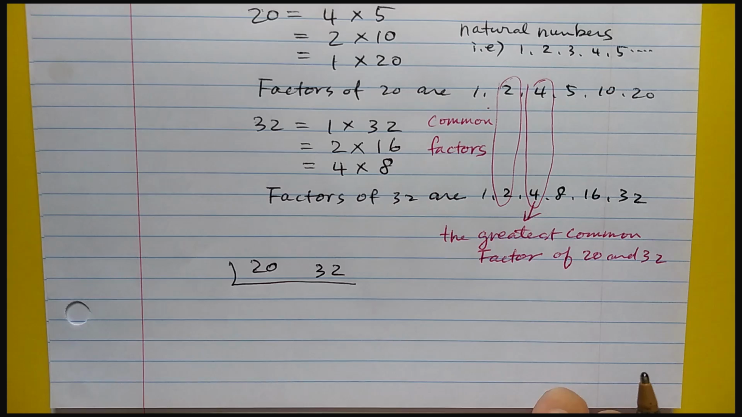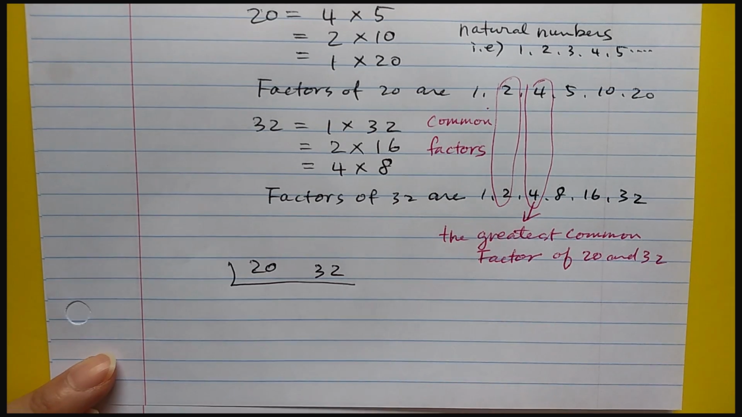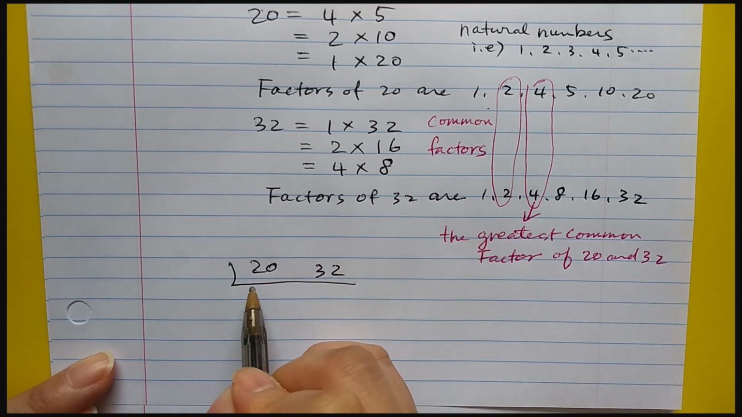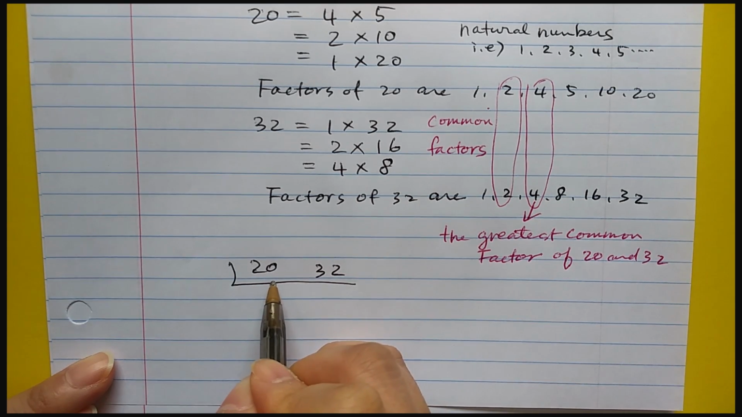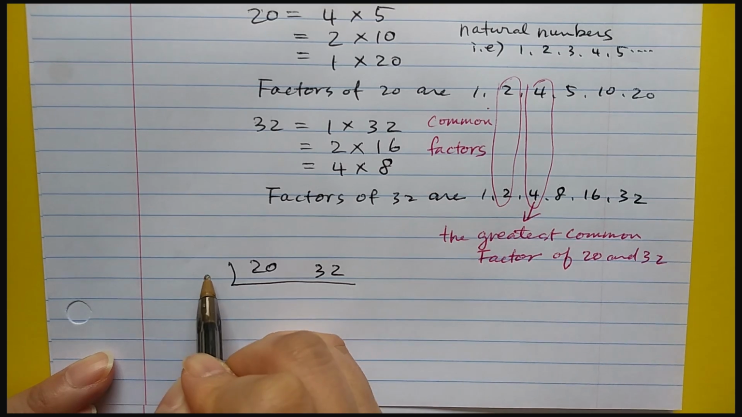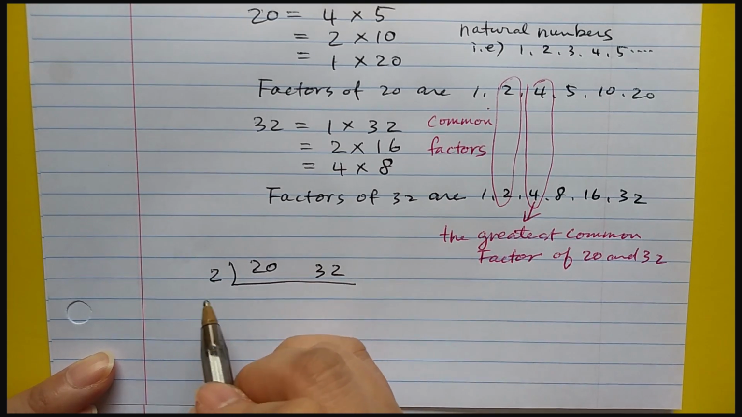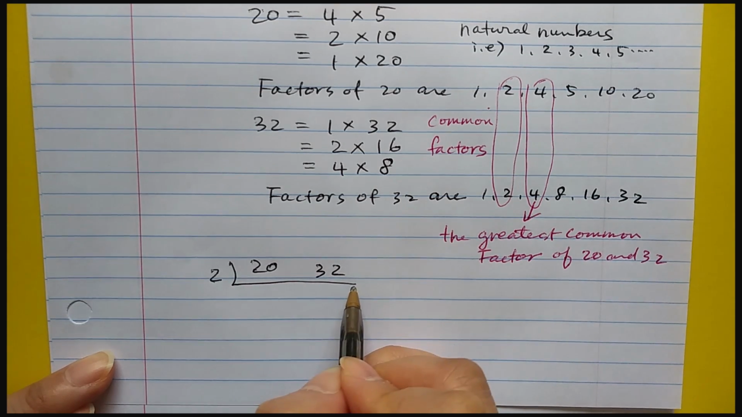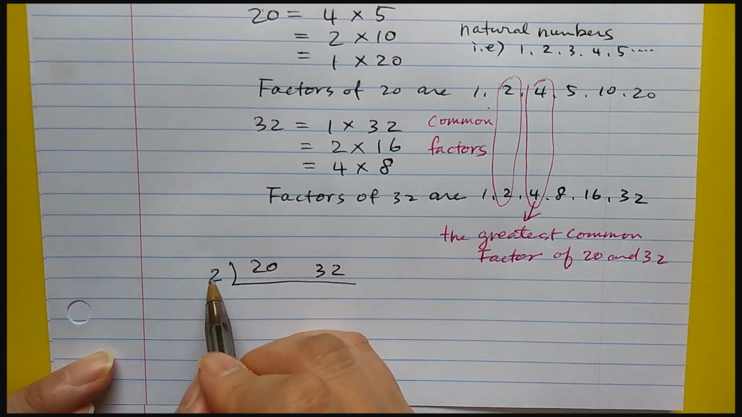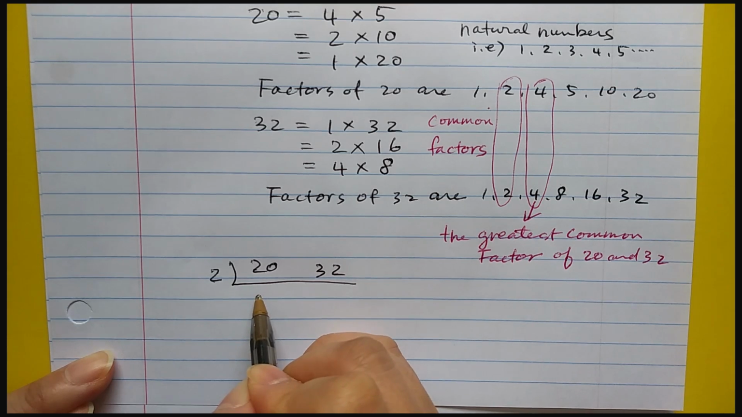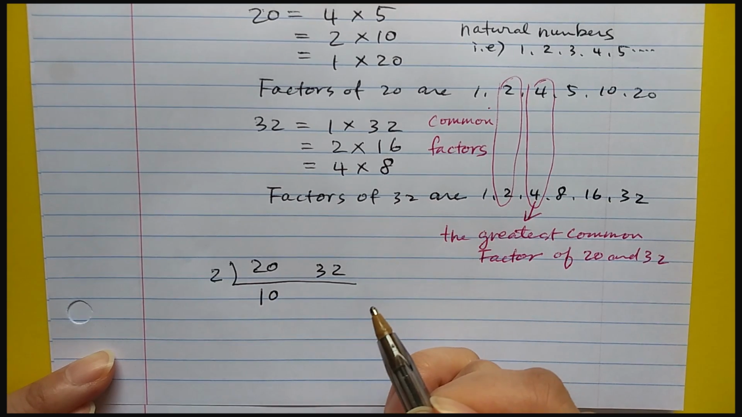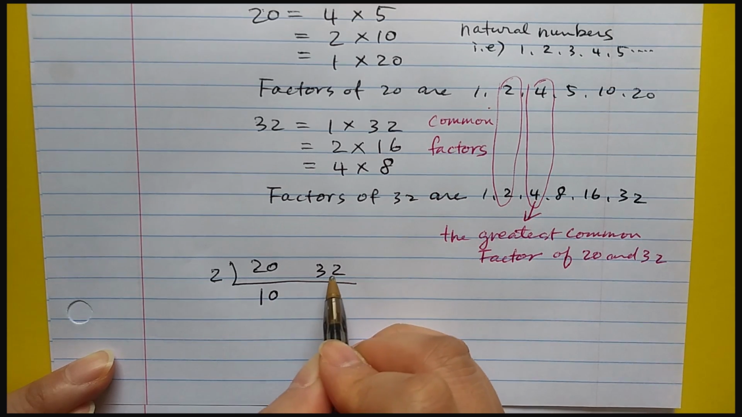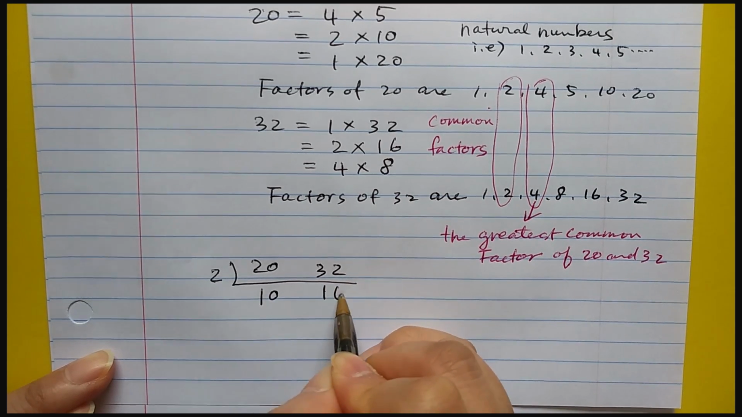This looks like upside down long division. We'll do something similar to a division. So find the number that can divide both 20 and 32, which is 2, or it can be 4, whatever you can find first. These are both even numbers, so I'll go with the easy number, which is 2. So 2 times what is 20? It's 10. And 2 times what is 32? Or 32 divided by 2 is 16.